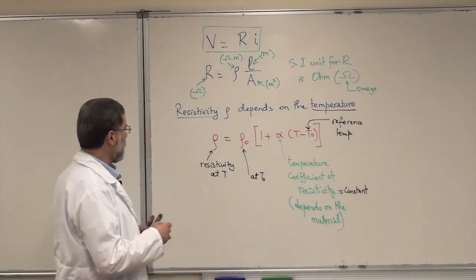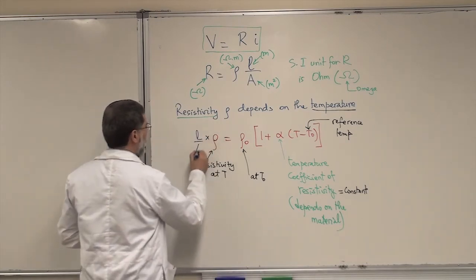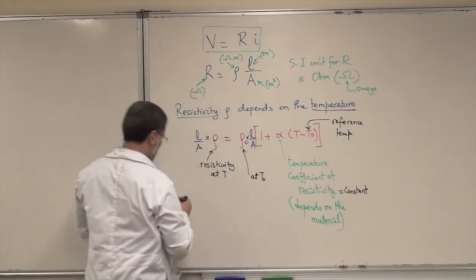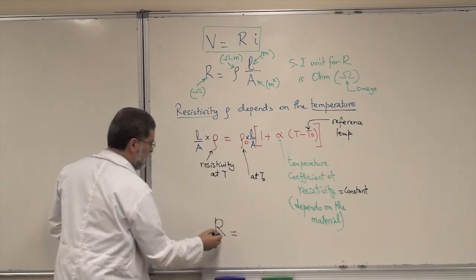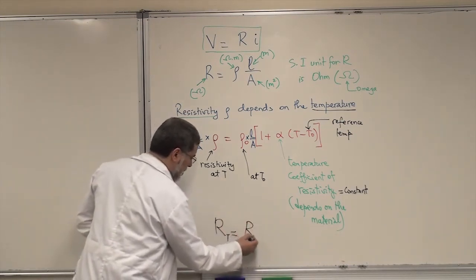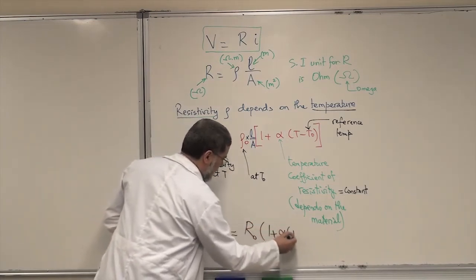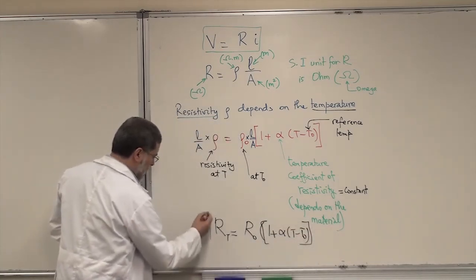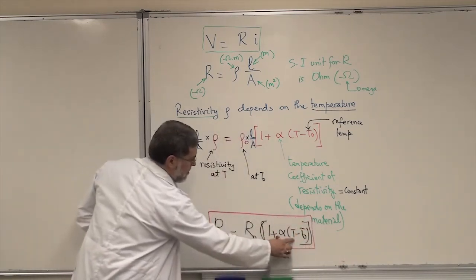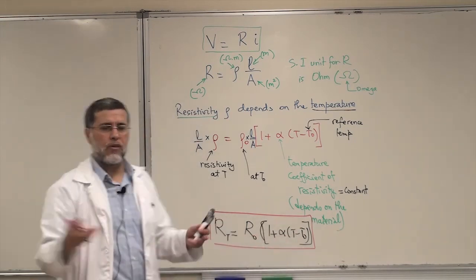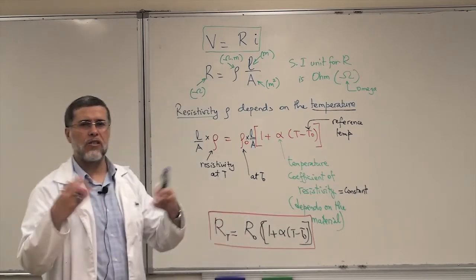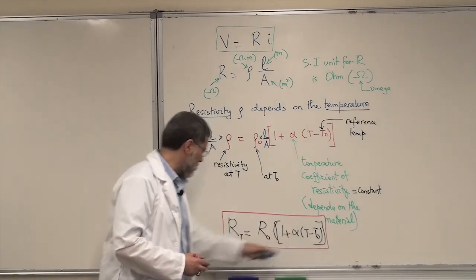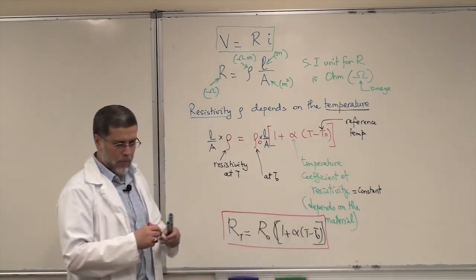I can rewrite this equation in a different way. I'm going to multiply by L over A on both sides. L over A, so rho L over A actually is R. So I can write here R, the resistance at temperature T, is equal to R at the reference temperature 0, times 1 plus alpha (T minus T0). So this is how the resistance will change with temperature. That's the resistance at temperature T, and you can see that the resistance actually increases with temperature T. It's a proportionality relationship, because again, when the temperature of your wire conductor increases, you have more collisions and you have more resistance. So this is R at temperature T, R at temperature T0, and this alpha is a constant. It's called the temperature coefficient of resistivity.